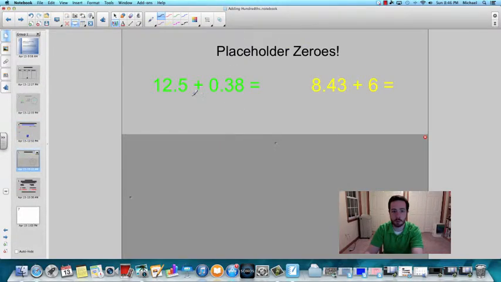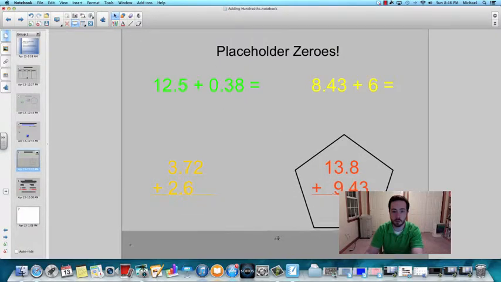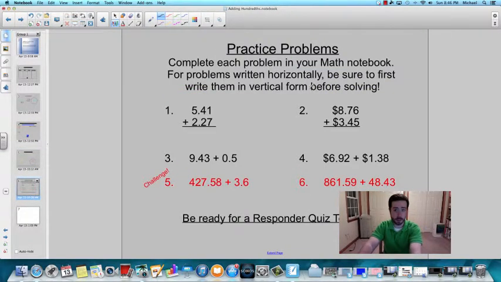Placeholder zeros become important. Again, they'd model these ones. You'd write them in vertical form first, solve them, go from there. These ones are already in vertical form, but they have to get used to adding what we call the invisible zero, which they like doing. They like drawing dotted lines like that. You add them up. This one they would do on their own in their notebook since it's surrounded by the pentagon. Then they practice problems.